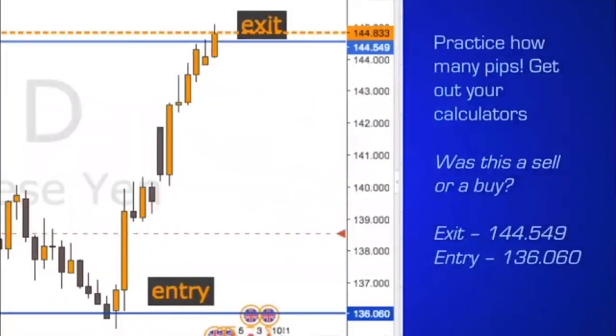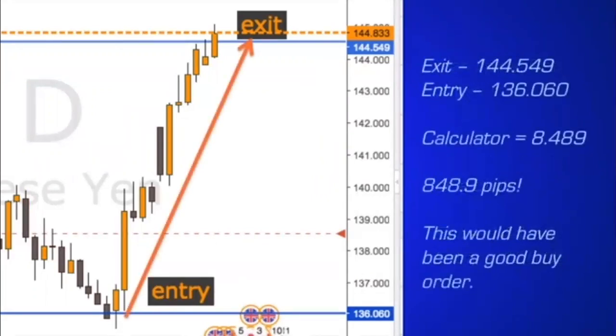All right, now I want you to try. Practice. How many pips did you get? If you entered, notice at the bottom, your entry is at 144.549, and you exit at 136.06. How much did you gain? And here's another question. Was this a buy or a sell? Well, why would you get in for this? Would you be getting in for a buy or a sell? So 2 questions. How many pips? And would you be getting in for a buy or sell?